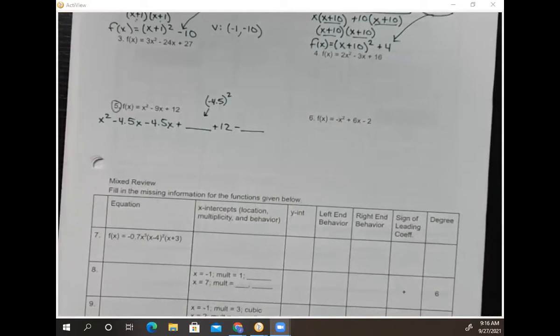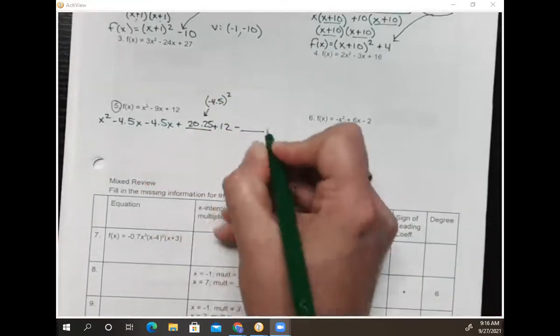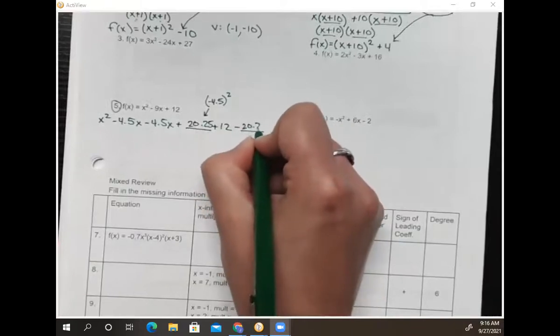You might need a calculator for this one. I'm about to get mine right now. That's fine. If you're squaring a decimal, you may need a calculator. That's okay. So I got 20.25, and I'm going to fill that into both blanks.